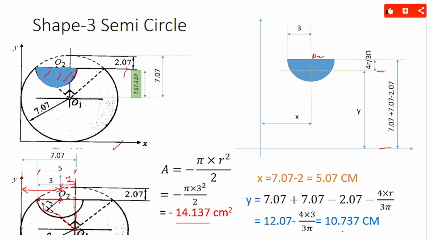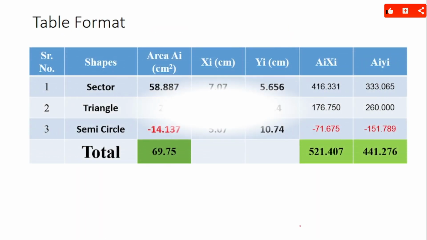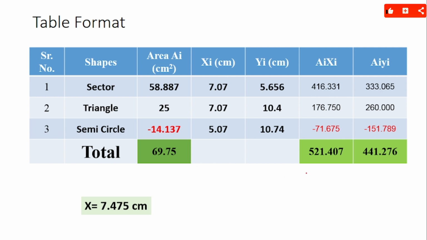So for all three shapes we have calculated the value of area, x bar and y bar. Now we will put it in table format. So sector, triangle, semicircle, put the values of area, x bar and y bar, multiply them with the respective areas and find the summation. So x bar can be calculated by the equation summation of ai xi divided by summation of ai. So the value of x bar is 7.475 centimeter. Then y bar is equal to summation of ai yi divided by summation of area. So we get the value of y bar equal to 6.326 centimeter.